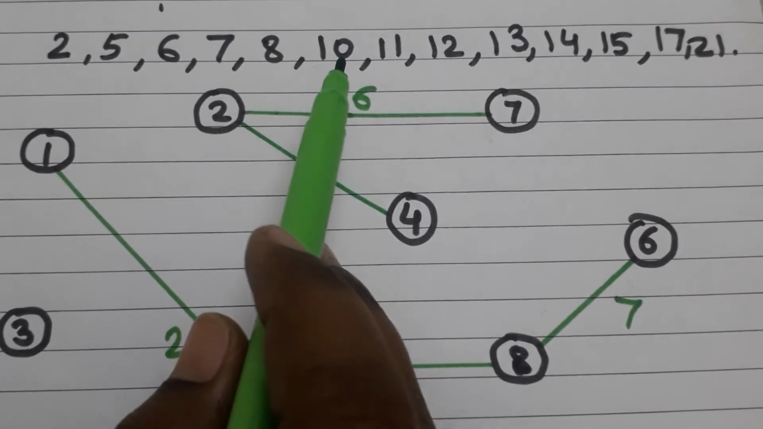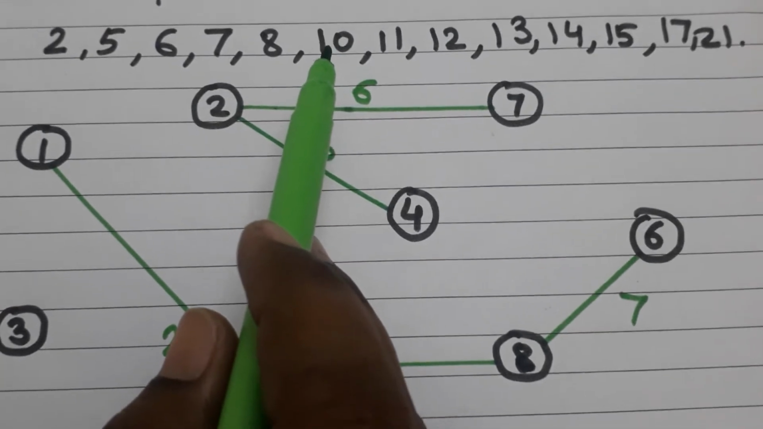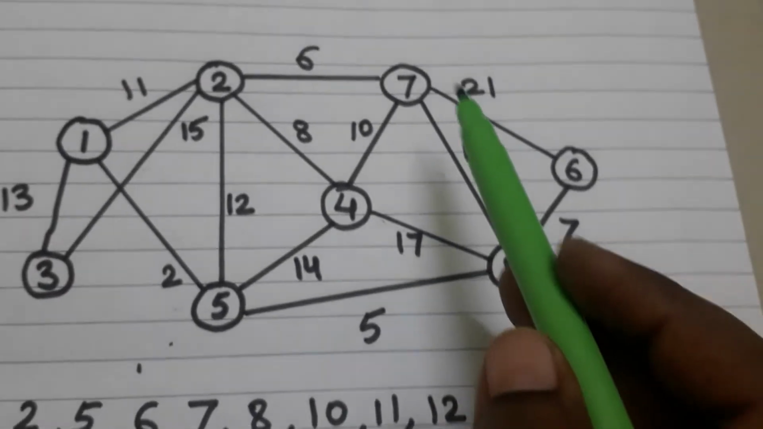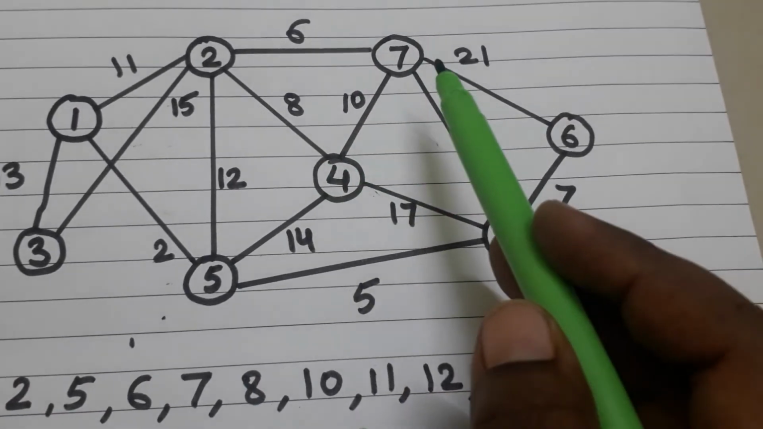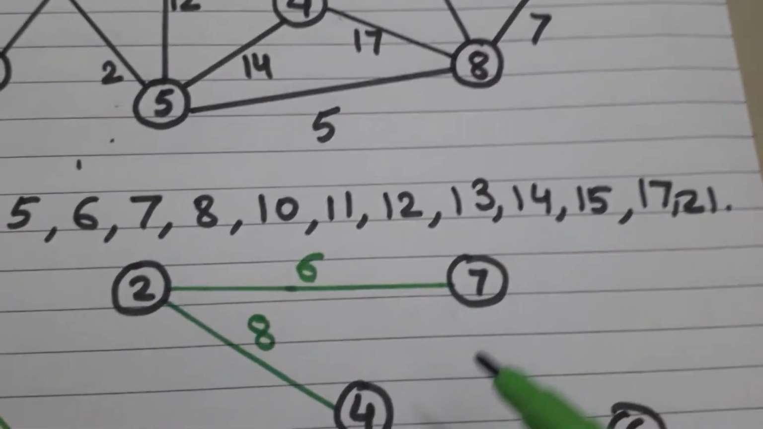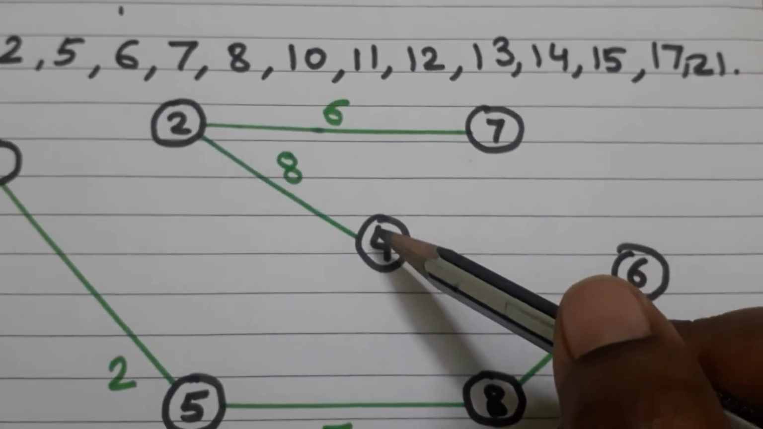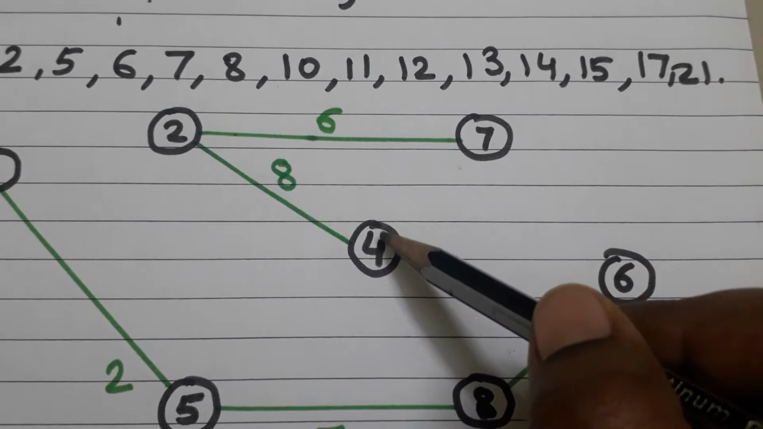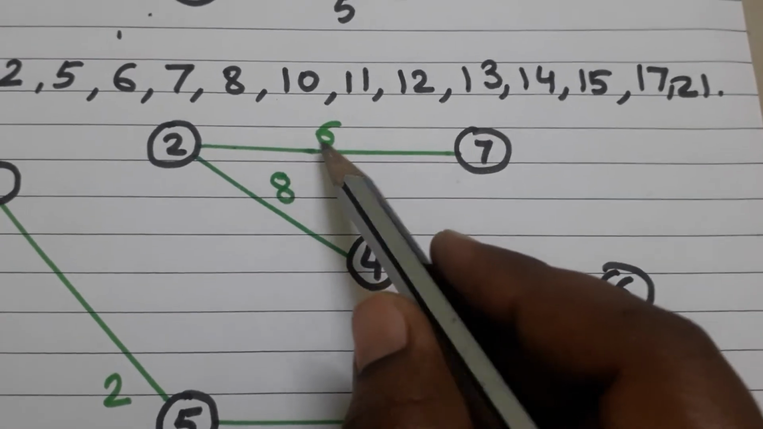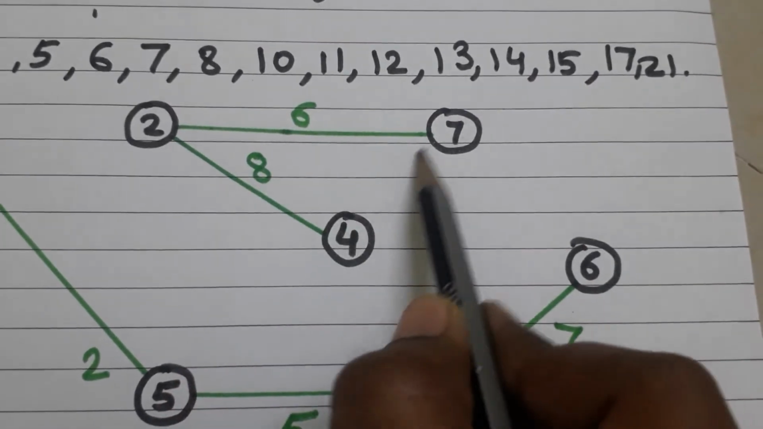After that next age is 10. Now if you can see this 10 is an age, it's present from 7 to 4 or 4 to 7. Now in this diagram if we draw this age from 7 to 4, it will create a loop. It will create a loop like this.